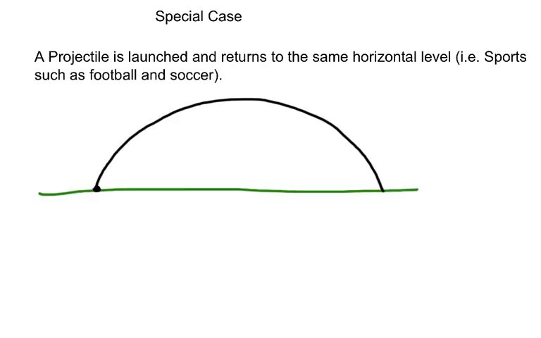Alright, so let's talk about a special case where we can use some special formulas. So in this special case, a projectile is launched and it returns to the same horizontal level. This happens, for example, in several sports such as football and soccer and many others. So in this example, the ball is kicked from left to right. It does have an initial velocity here, which I'll write as such. There is some angle here, which I call theta sub naught.